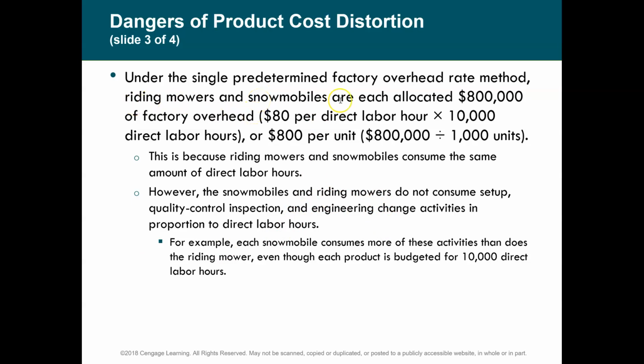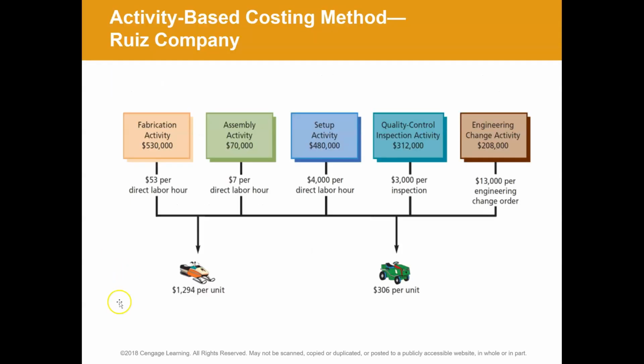That would mean that riding mowers and snowmobiles would each get $800,000 because they both have 10,000 labor hours. They use the same amount of direct labor hours, so they would get the same amount of overhead. But they don't consume overhead in the same way. When we go back to what they had here, the overhead would have been $12.94 for one snowmobile, and only $3.06 per unit for the riding mower. So like 25%.